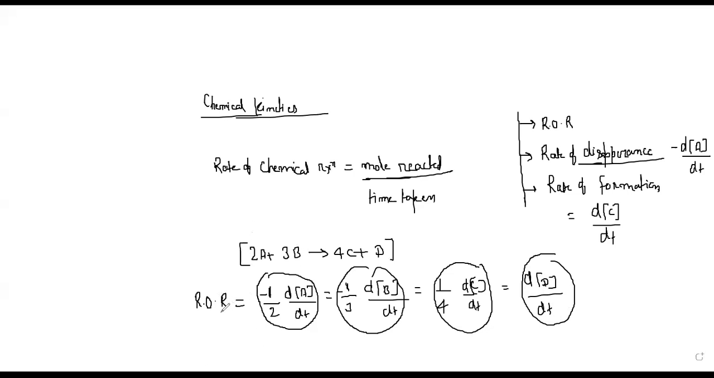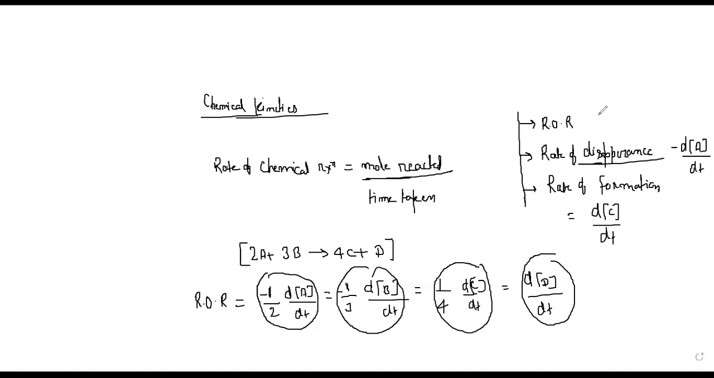The rate of chemical reaction will be equal to 1 by the stoichiometric coefficient of the reactant. This value will be equal to minus 1 by 2 into dA by dt, which will be equal to minus 1 by 3 into dB by dt, which will be equal to 1 by 4 into dC by dt, which is equal to 1 by 1 into dD by dt. This is the concept behind the reaction.